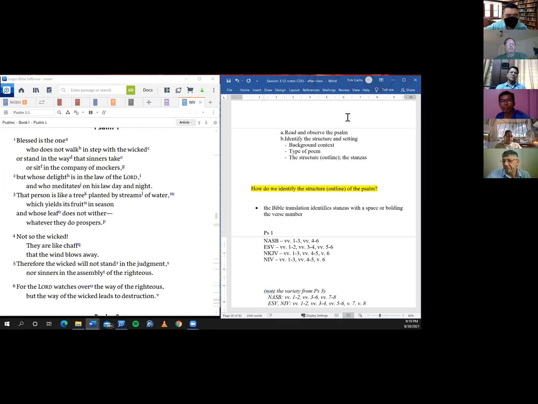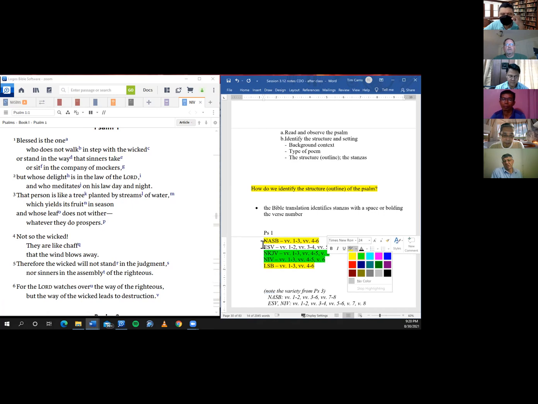All right, and if we were to look at the LSB, I'd have to look that up, but you can look up on the internet. I believe it's 1 to 3 and then verses 4 to 6. So notice here, from these 5 translations, we have 3 different outlines, all right?